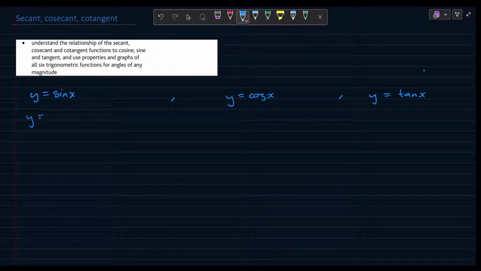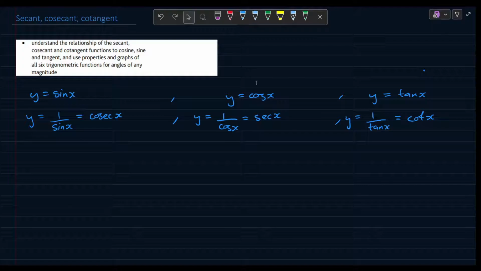So we're going to talk about y equals 1 over sine x, and this is usually written as cosec x. Then we've got the reciprocal function for cos, y equals 1 over cos x, and this is usually written as secant x, or for short sec x. And then finally we've got the reciprocal trig function for tan, y equals 1 over tan x. This is usually written as cotangent of x, or for short cot x.